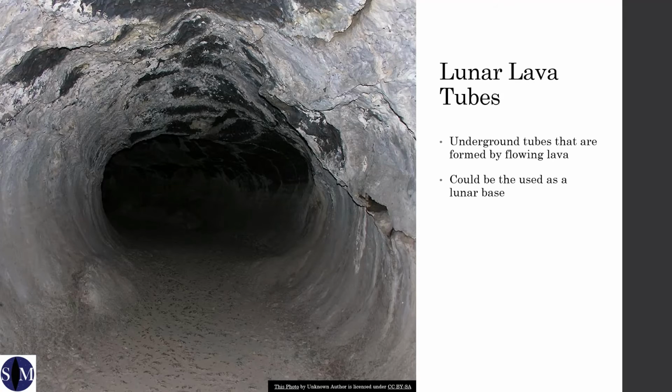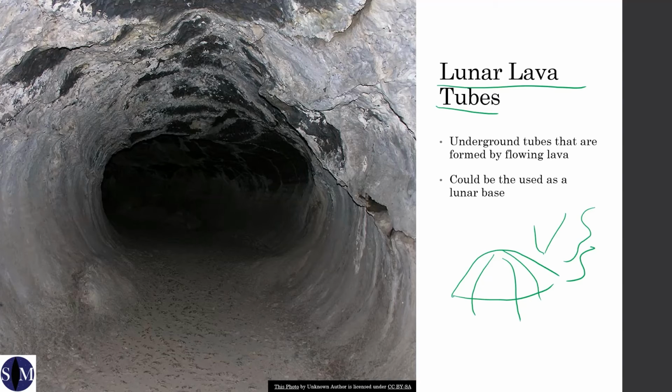Let's move on to the underground of the moon. Similar to the lava tubes on Earth, lunar lava tubes are underground tubes that were formed by flowing lava. There have been several ideas to use these tubes as structures for future lunar bases, as they protect from aspects of the moon's harsh environment, such as meteorite impacts, solar radiation, and extreme temperature changes. These have been popular in both science and science fiction.